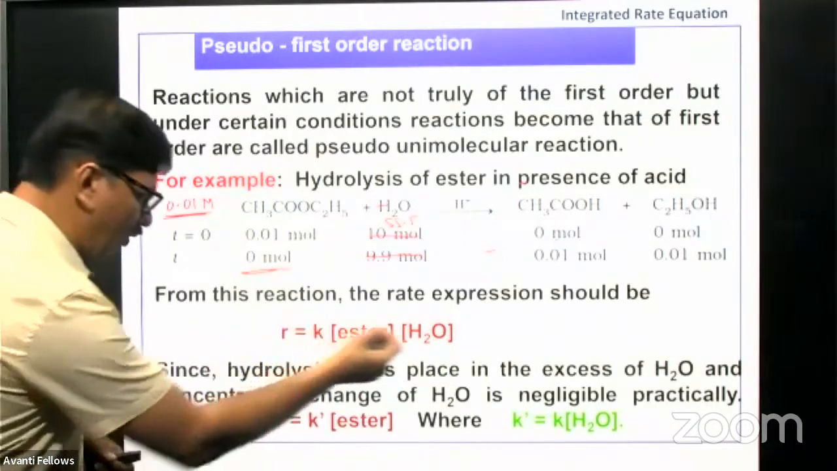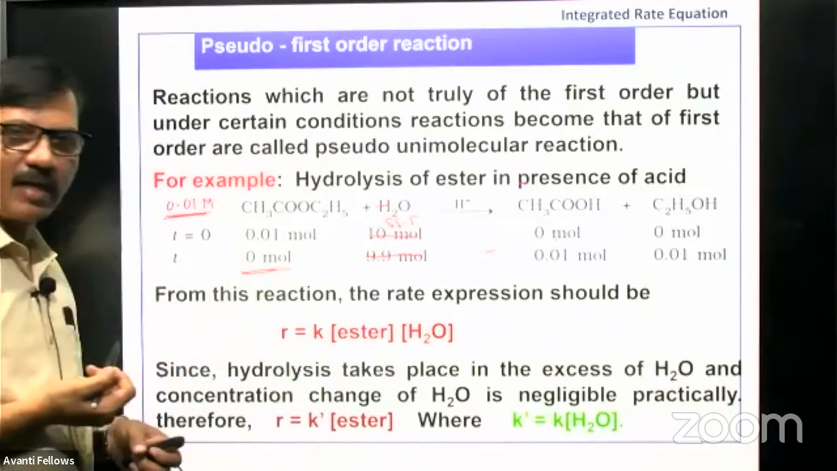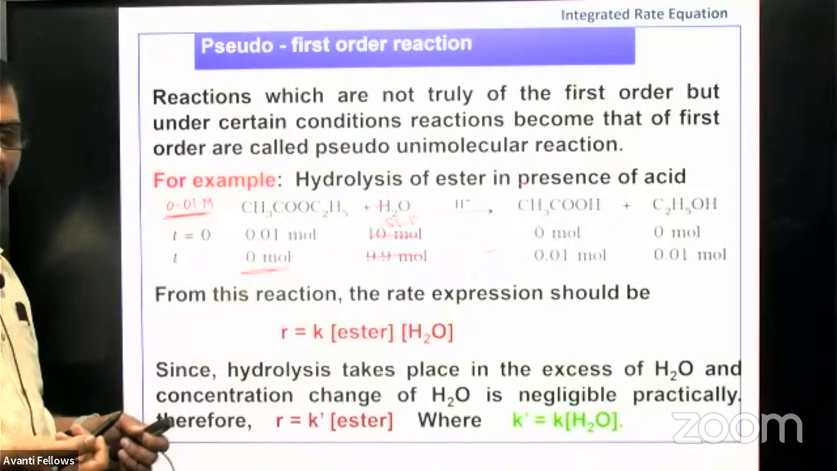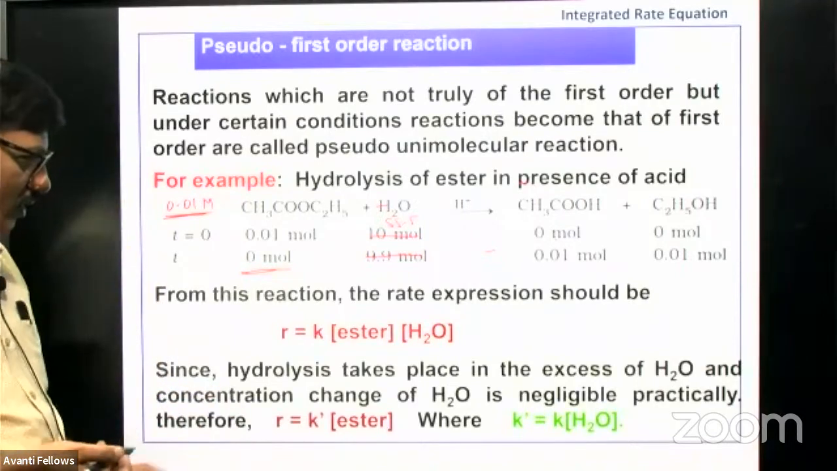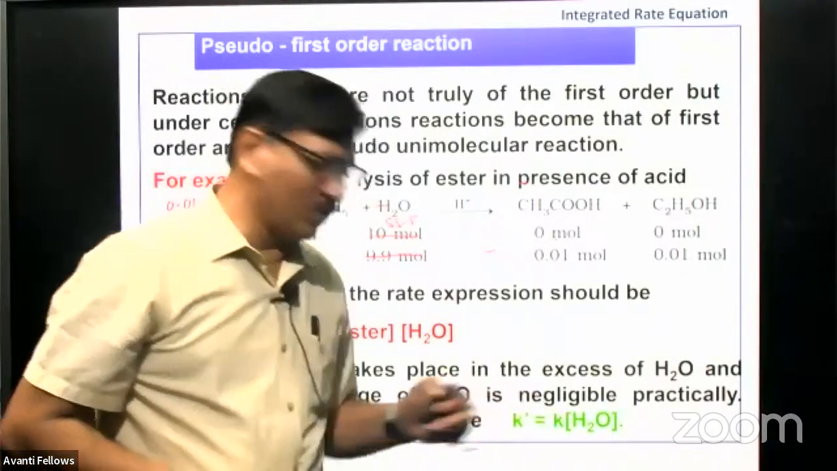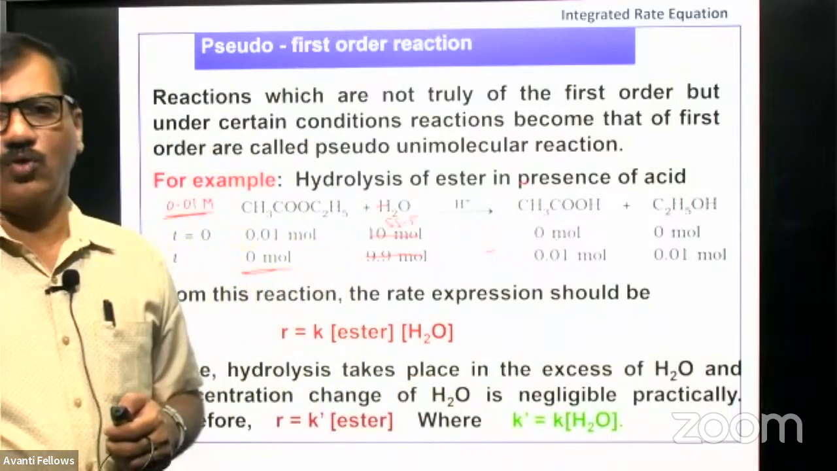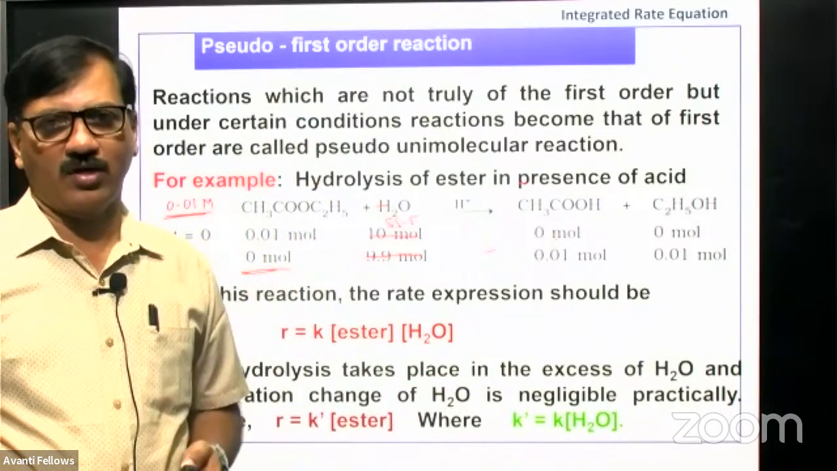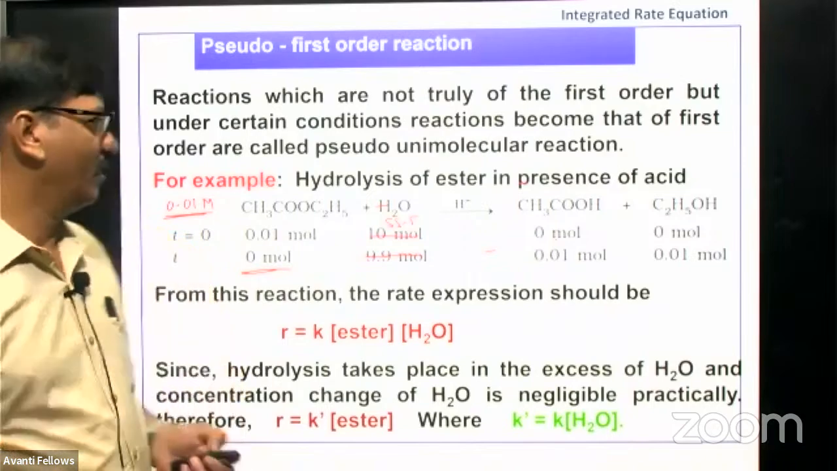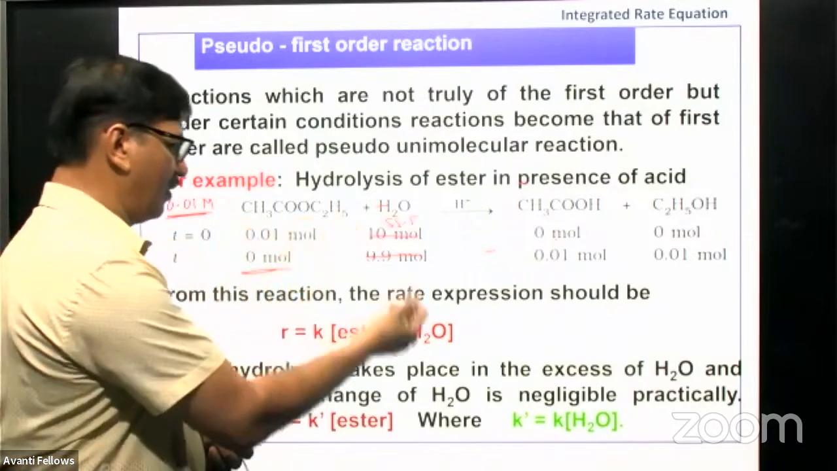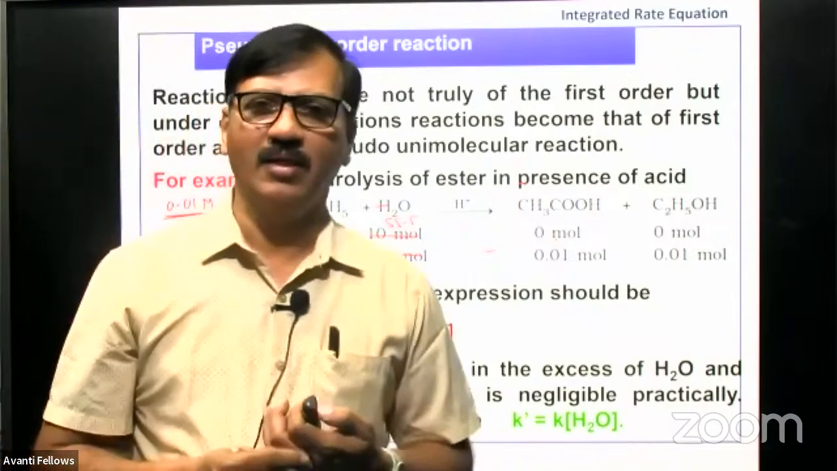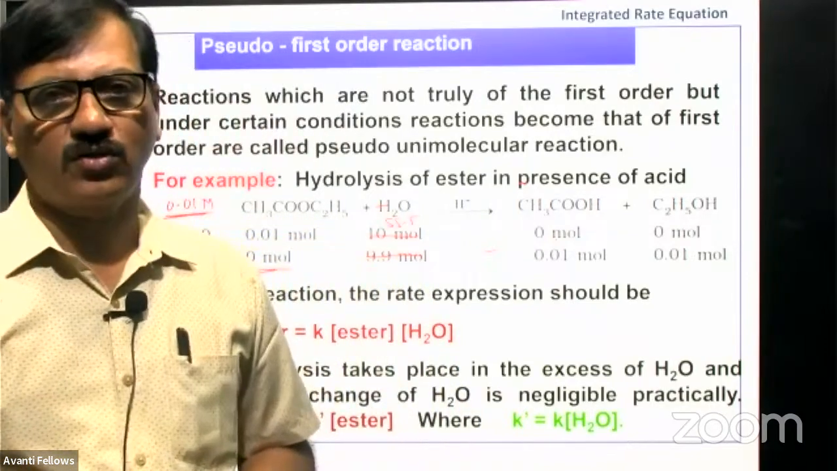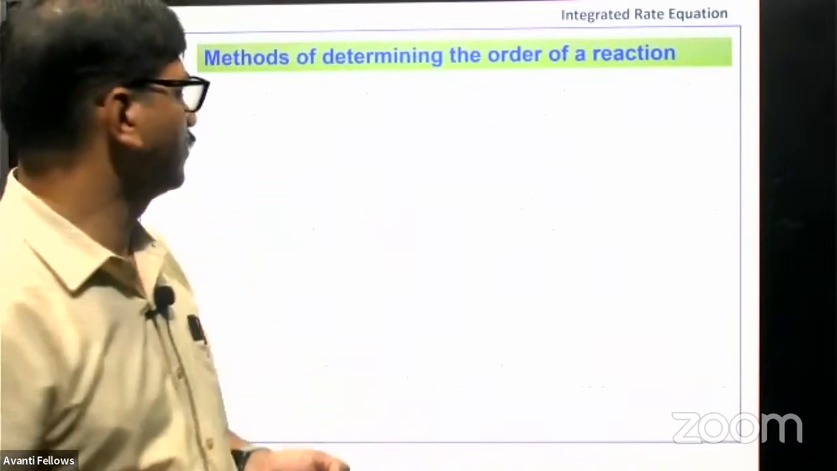K into H2O is K dash, another constant, because the H2O concentration has not changed. Therefore, now only one concentration term, A to the power 1, is there, so it is a first order reaction. It is supposed to be a second order reaction because the concentration of H2O is also to the power 1, but it is a pseudo first order reaction because of this reason.